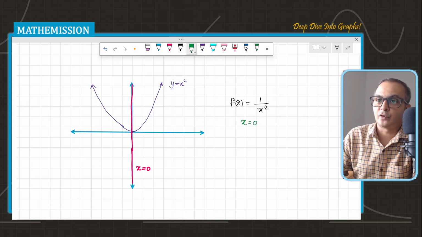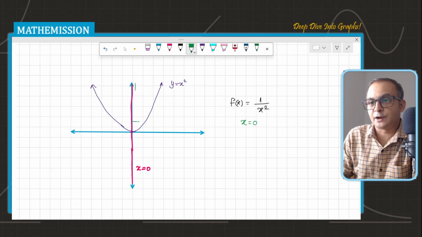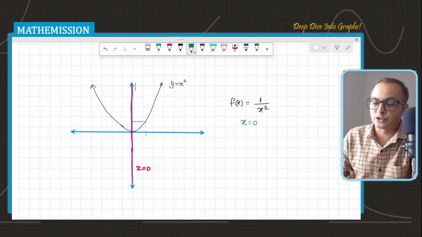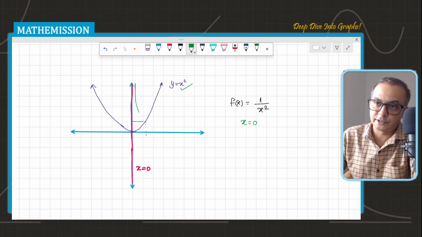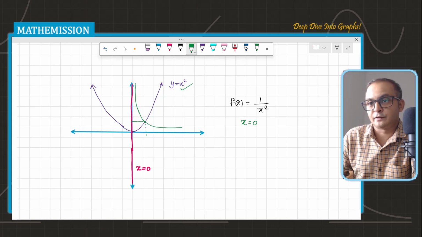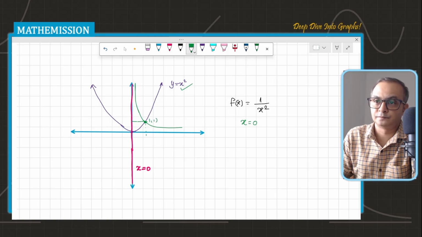It means the graph on this part will look like, let's say this value is 1 at 1, because when we take x equals 1, either it's a reciprocal or plain, the x square will also give you the value 1, and 1 by x square will also give you the value 1. So these two graphs, y is equal to x square and y is equal to 1 by x square, will meet each other at (1, 1).